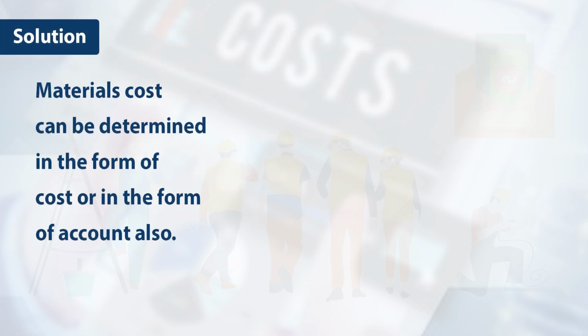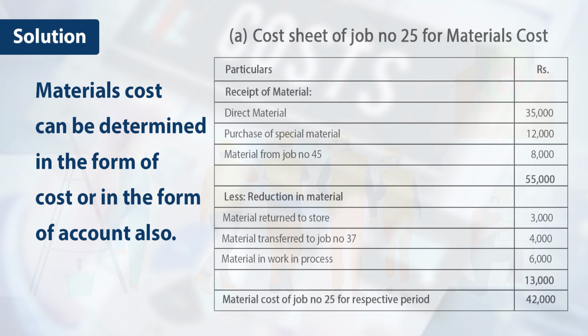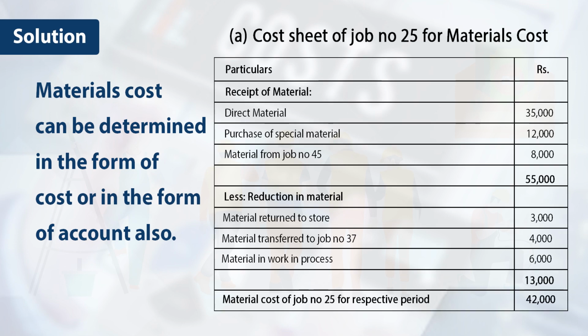Now let's prepare solution. Materials can be determined in the form of cost or in the form of account also. Let's prepare cost sheet of job number 25 for material cost. Receipt of material, that is direct material given, is rupees 35,000. Purchase of special material 12,000 rupees. Material from job number 45 rupees 8,000, making total 55,000.